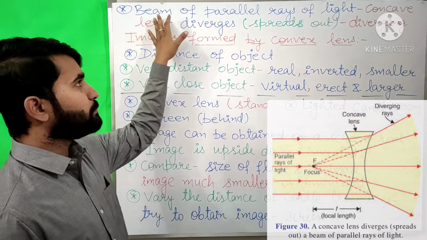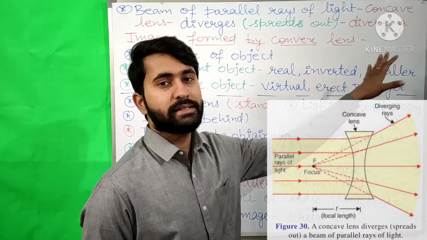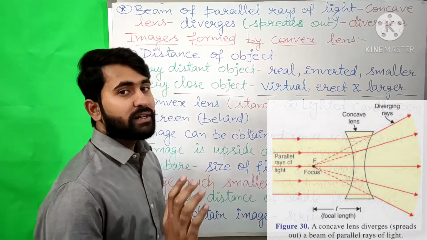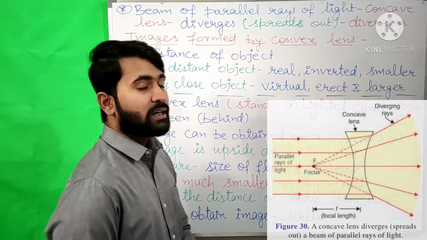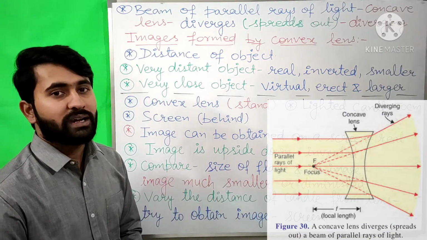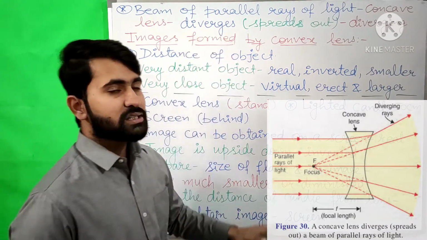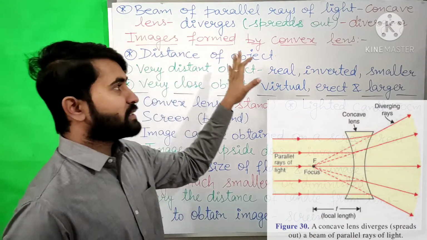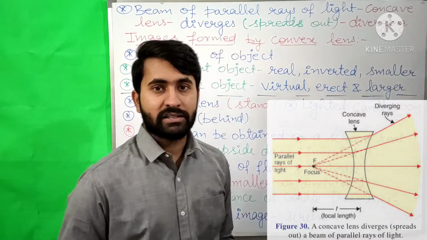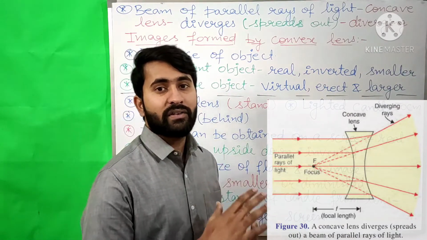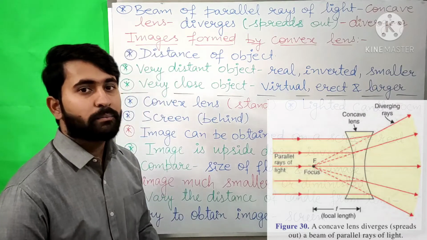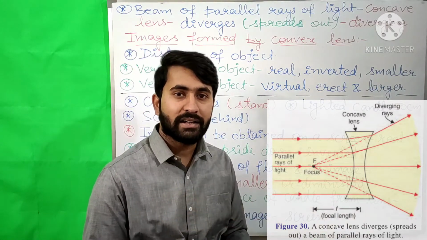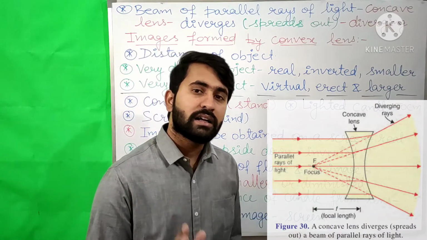Suppose a parallel beam of light rays passes through a concave lens. Then we will see that after passing the concave lens, the parallel beam of light rays diverges or spreads out. So the concave lens is a diverging lens. Whenever a parallel beam of light rays passes through a concave lens, it diverges the light rays or spreads out the light rays.